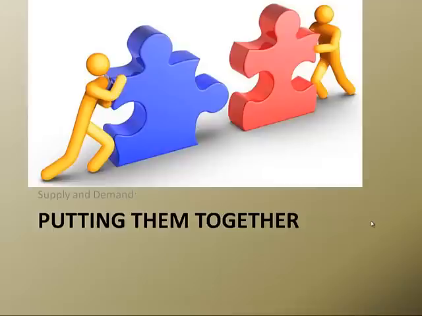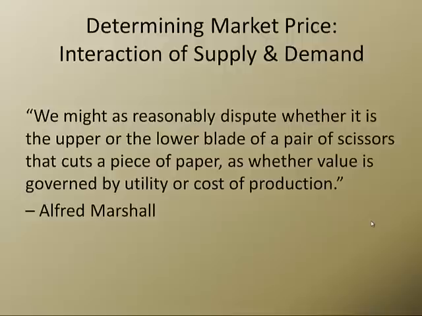So we have previously seen them in isolation, but now at the end of chapter 3 we're going to put them together. It's very important to combine these concepts because Alfred Marshall noted that arguing about whether supply or demand determines price is just like arguing whether it's the top or the bottom blade of a pair of scissors that cuts the paper. The idea is that you need both of them.